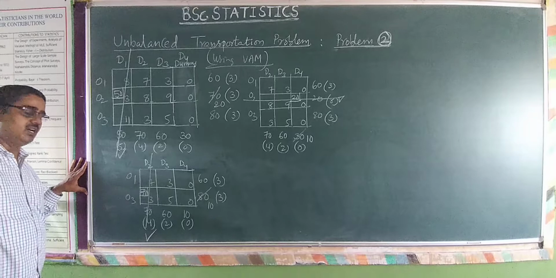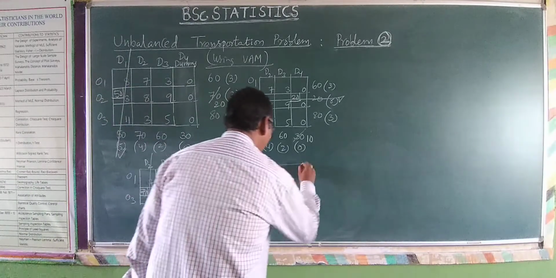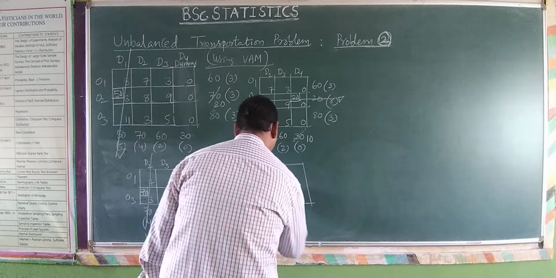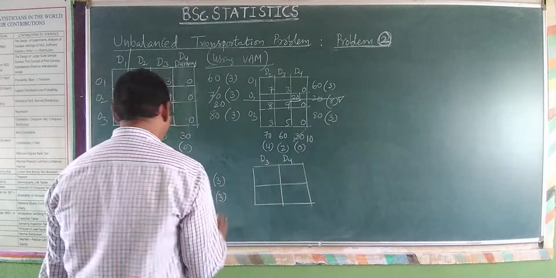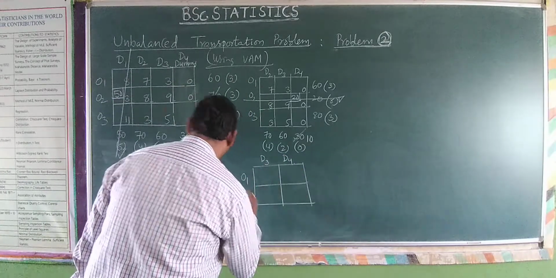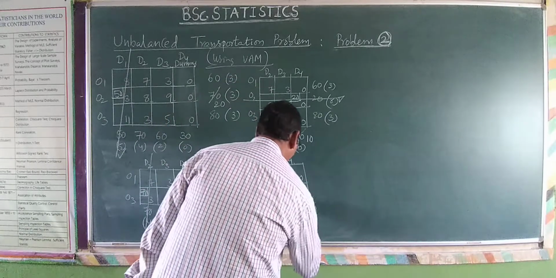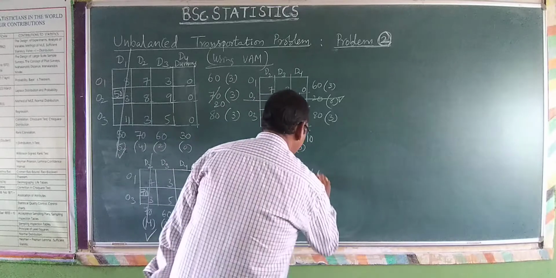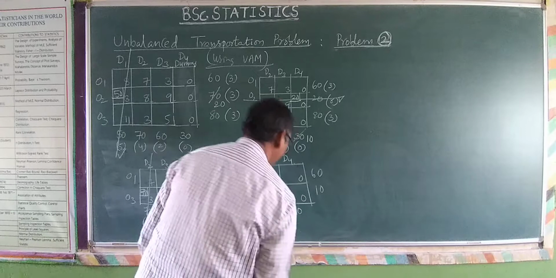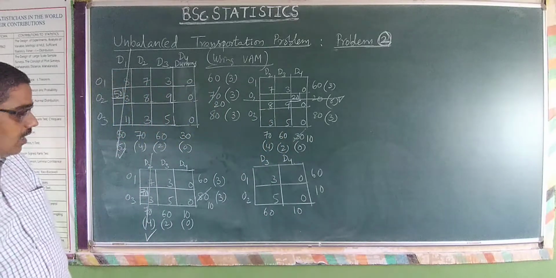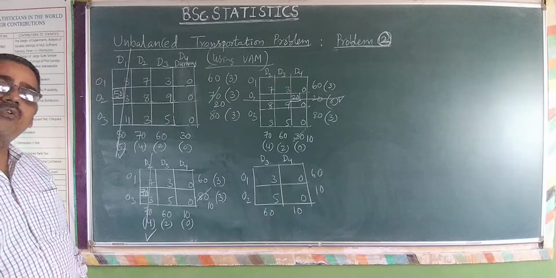So this is the next transportation table; I am preparing it now. It is D3, D4. Origins are O1, O2, and costs are 30, 50, and availabilities are 60, 10. Requirements are again 60, 10. So these are the availabilities and requirements in the remaining transportation table, in which again we have to calculate the penalties.